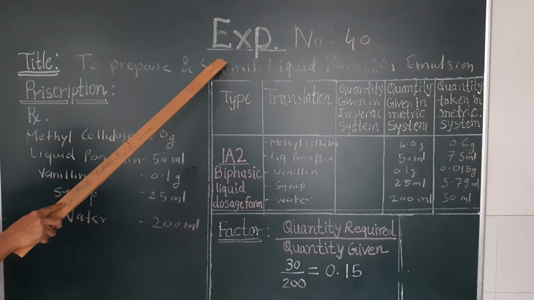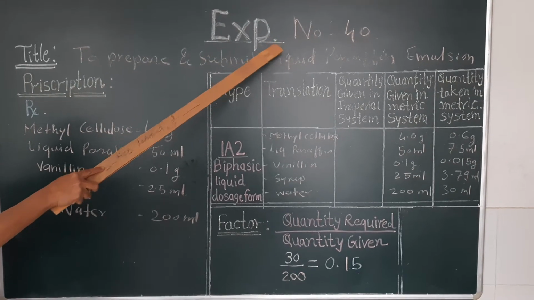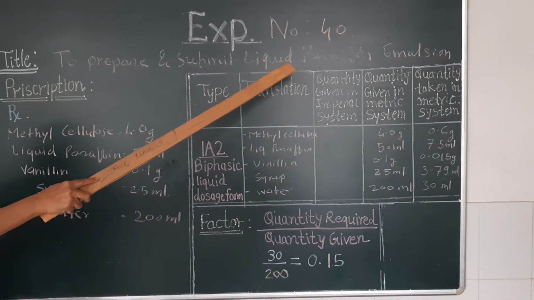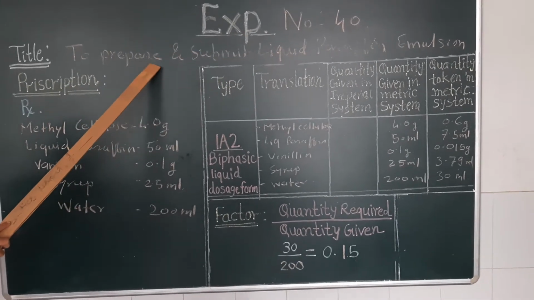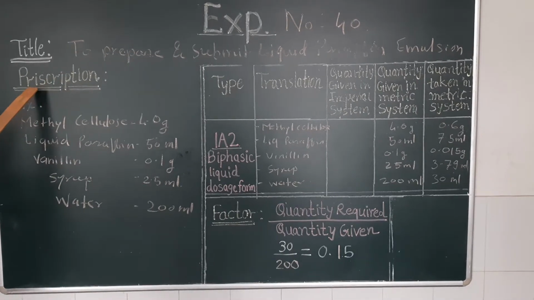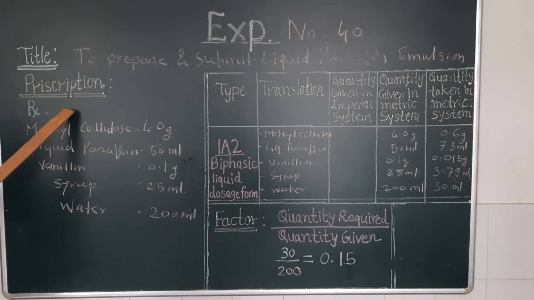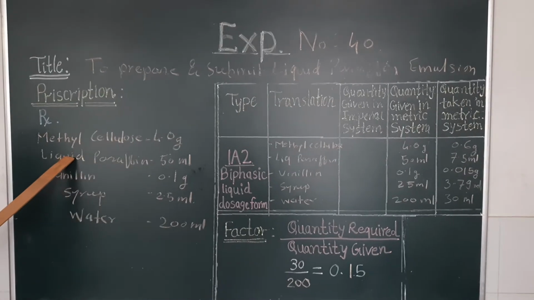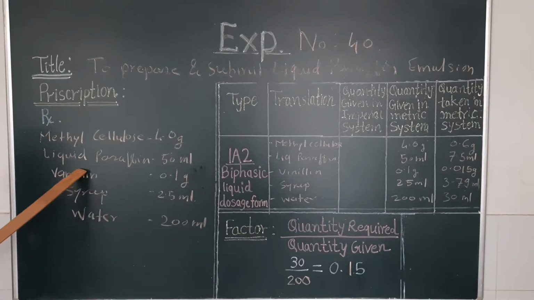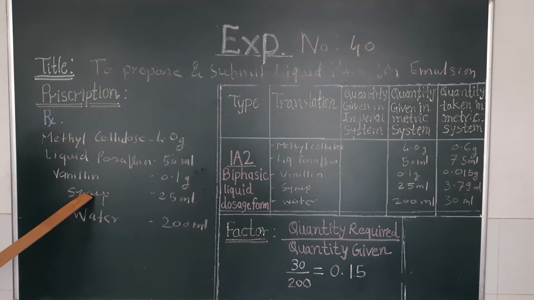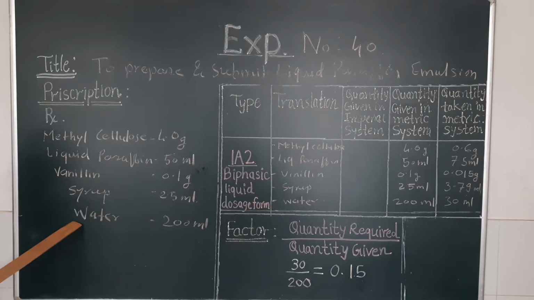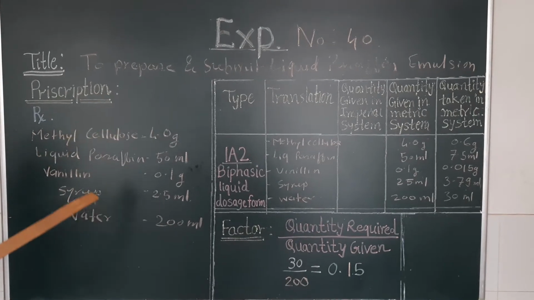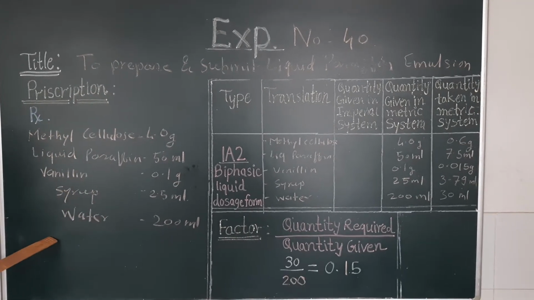Today we are going to perform experiment number 40 to prepare and submit liquid paraffin emulsion. As per the procedure, the prescription given is methyl cellulose 4 gram, liquid paraffin 50 ml, vanillin 0.1 gram, syrup 25 ml and water 200 ml. We have to prepare the liquid paraffin emulsion using these ingredients.